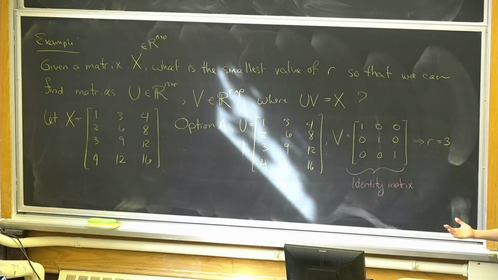If we were just back in the world of scalars, if you take any number and you multiply it by 1, you just get that number back out, right?